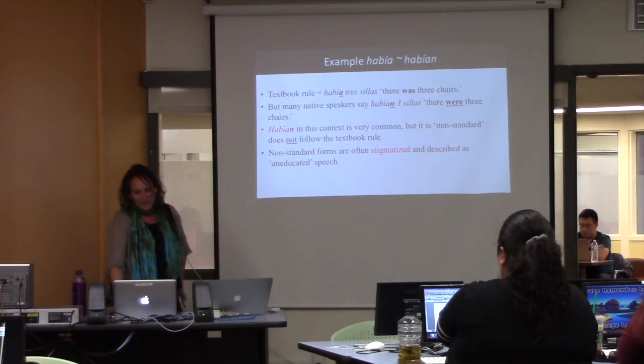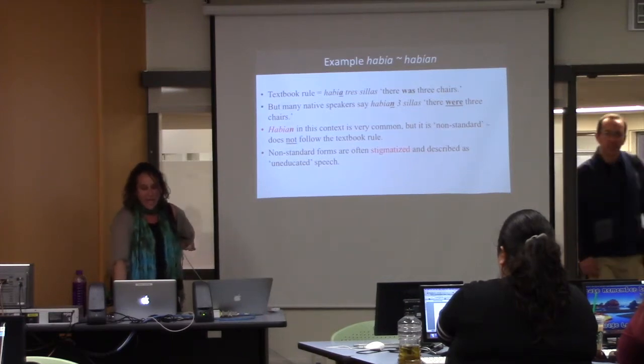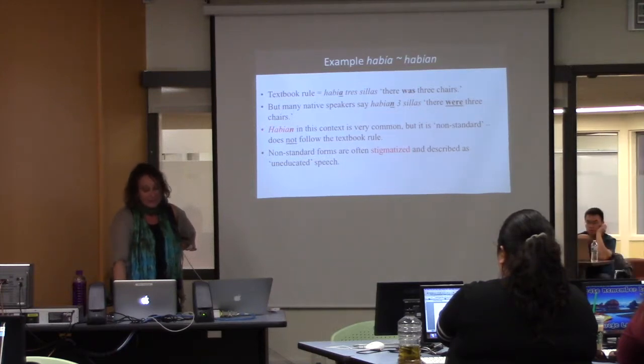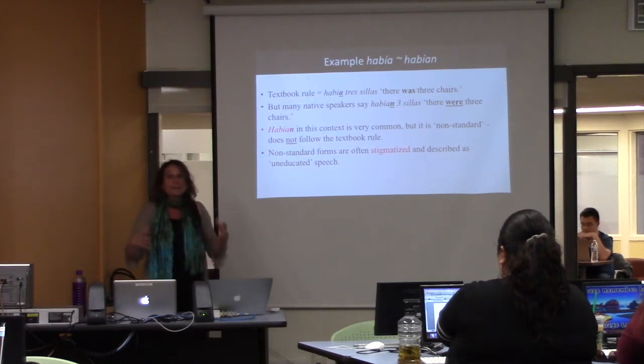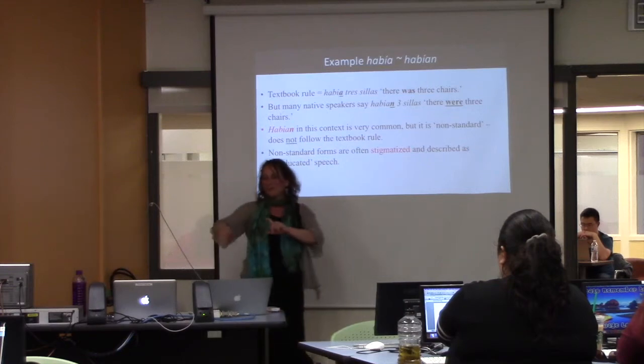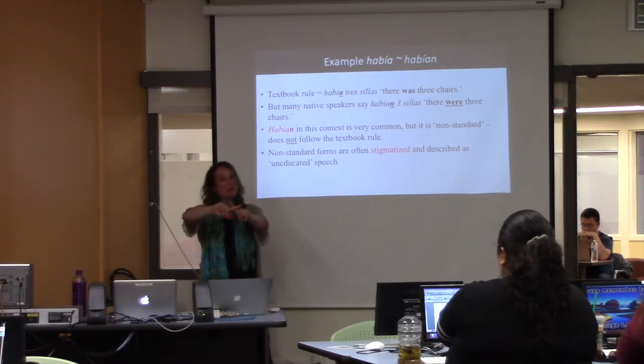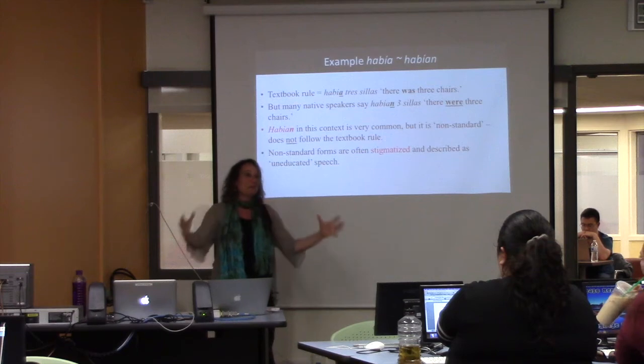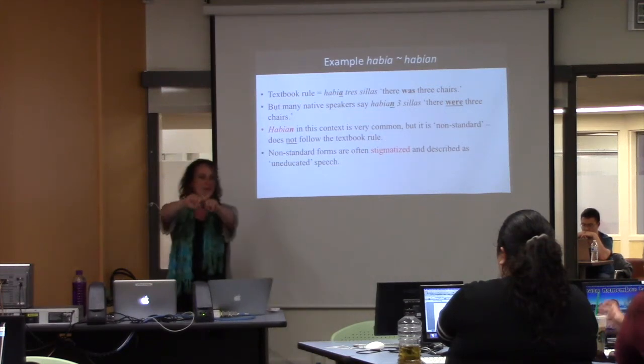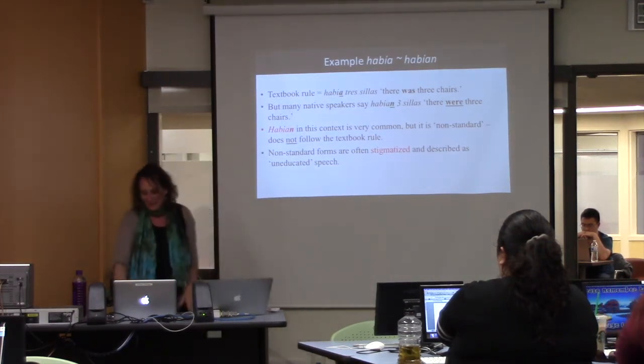So, you know, habían in this context is very common, but it's non-standard. It doesn't follow the textbook rule. And then those non-standard forms are stigmatized and described as uneducated. And in current modern grammar books, you'll still see, I have an example, not here, but I have an example I show my students of an X through the N in habían. I mean, that's a pretty powerful message to a room full of people who use the word, right? No, don't do that. Don't speak the way you normally speak. So that's pretty upsetting, right?